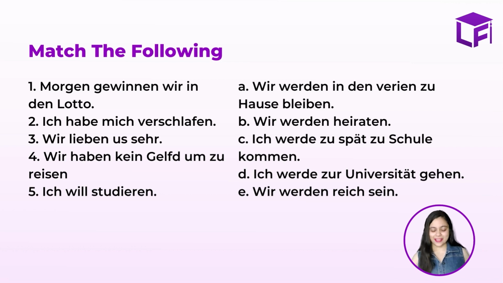Let's go. The first column and the first option, that is A, says Morgen gewinnen wir im Lotto. This means tomorrow we'll be winning the lottery. Then second, ich habe mich verschlafen. This means I have overslept. Third, wir lieben uns sehr. We really love each other.